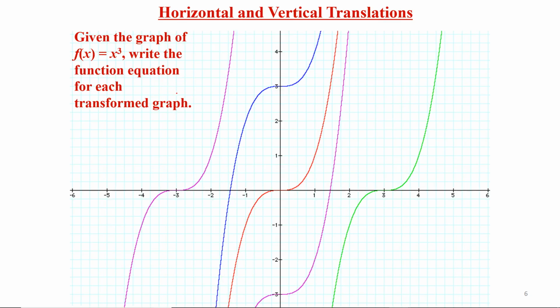Given the graph of say f(x) equal to x cube, we need to write the equation, a function equation, of each transformed graph. We know this one is our x cube, right? What are the other transformed graphs? So this is y equal to x cube. This is y equal to (x plus 3) whole cube.